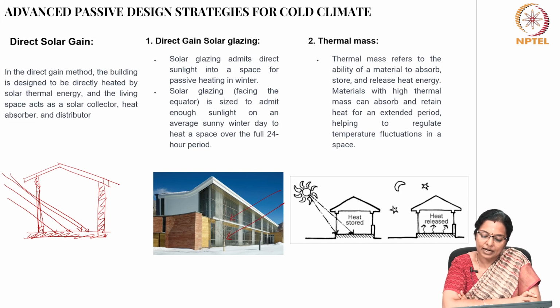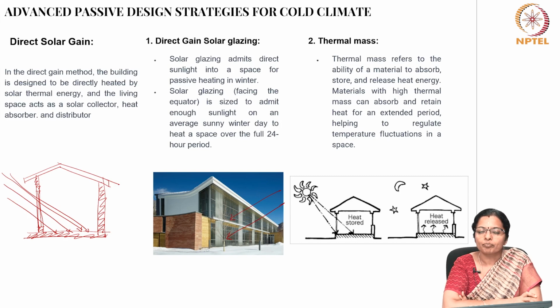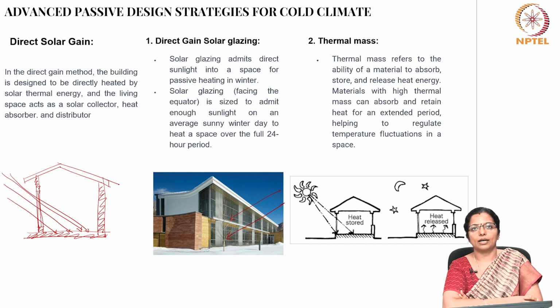So, solar glazing, facing the equator, is sized to admit enough sunlight on an average sunny winter day to heat a space over the full 24-hour period. Variations of these can be used, like the Trombe wall, sun space, water wall, thermosiphons, etc.